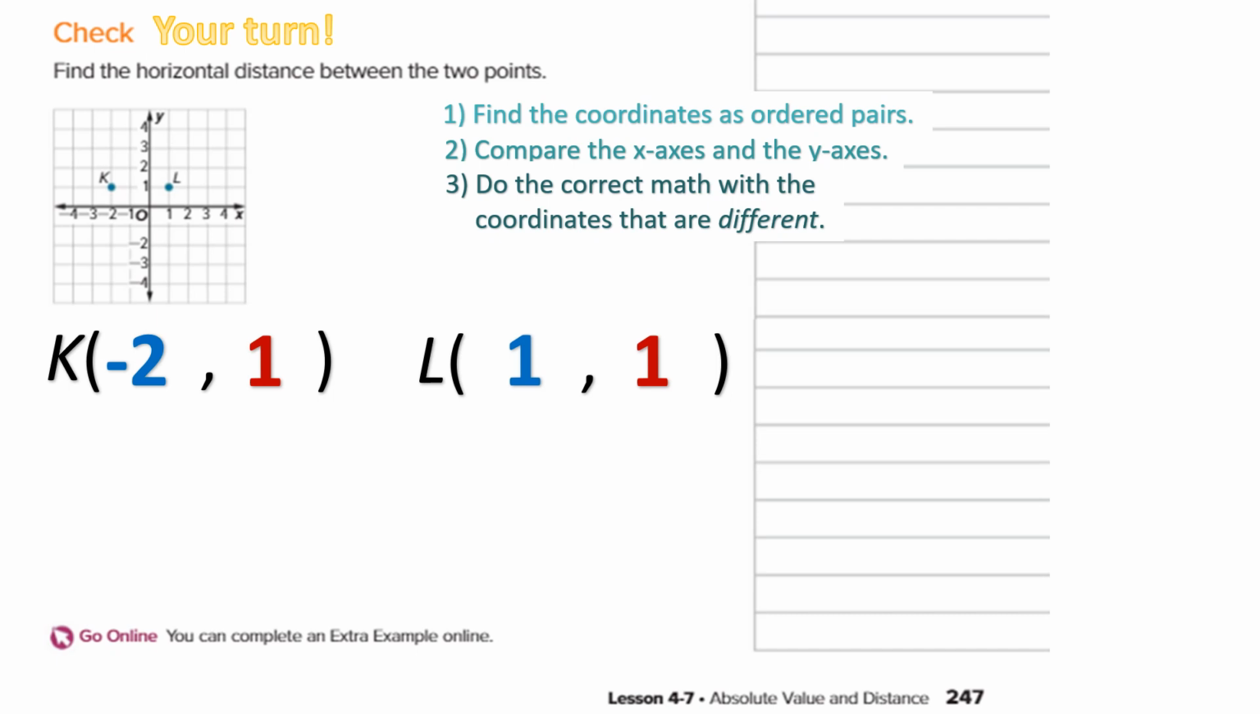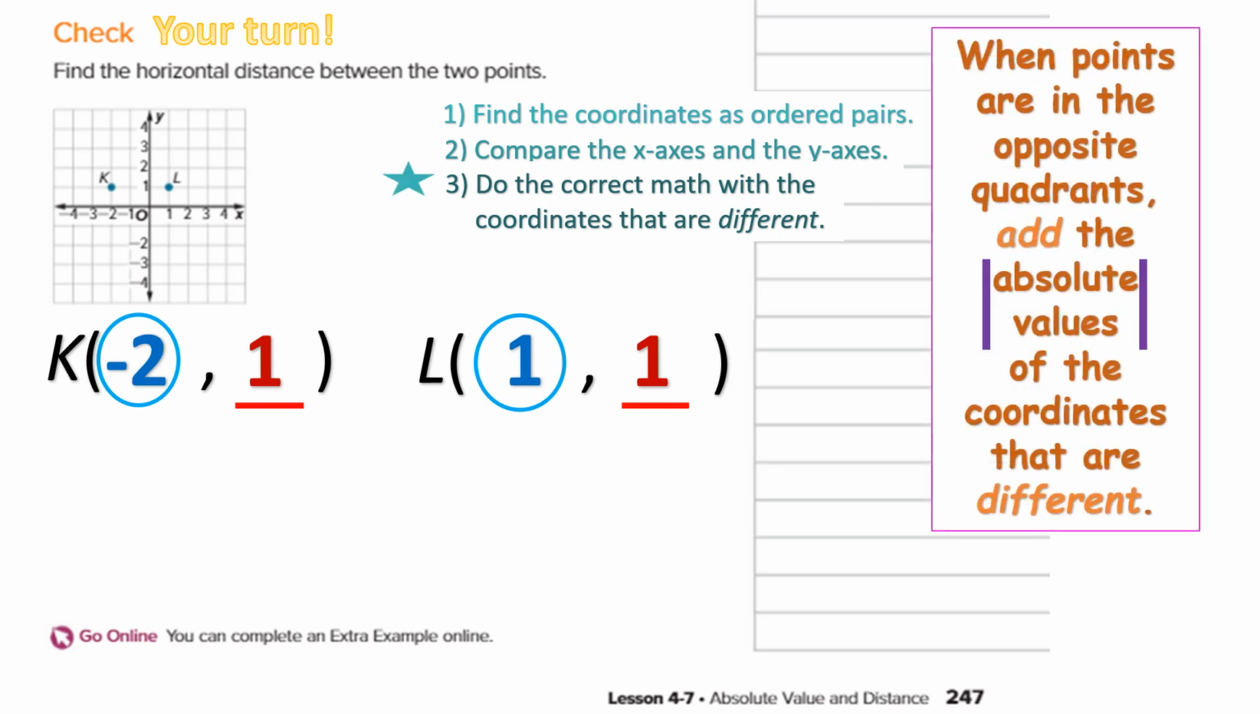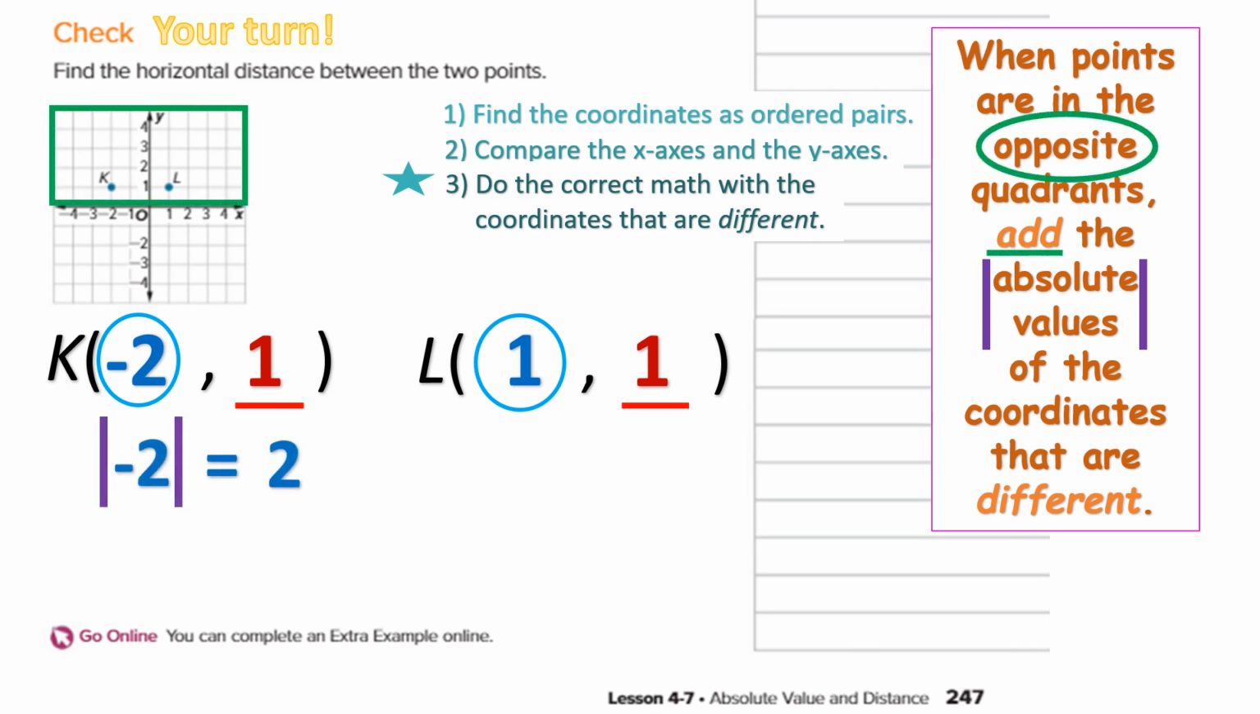Then for your second step, you look to compare your X and your Y axes. You see that your Y's are, once again, the ones that are the same. So I'm going to keep them and ignore them. Then I focus in and I see I have a -2 and a positive 1. Those are opposite numbers or opposite signs. Therefore, they're in opposite quadrants, and I'm going to have to do what? Going to have to add them. So the absolute value of -2 is 2, and the absolute value of positive 1 is 1. And therefore, when I add them together, I see that I have 3.